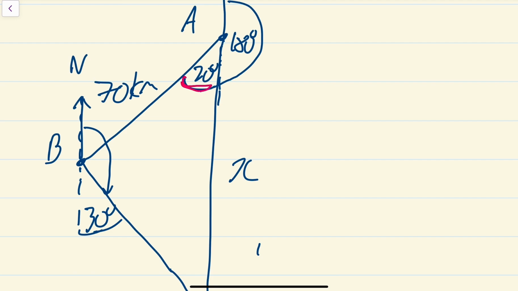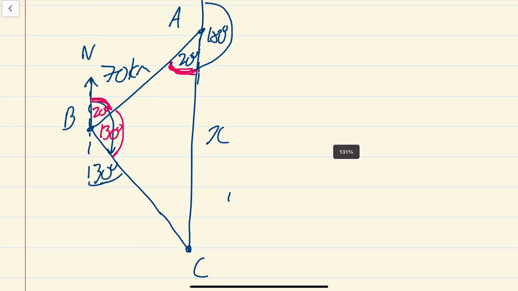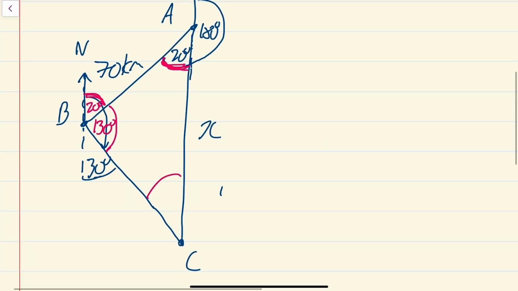If this angle up here is 20 degrees, by alternate angles, this angle is also 20 degrees. And then we can work out 20 plus 30 is 50. Take that away from 180. That gets you this angle in here is 130 degrees. We could then calculate this missing angle here. 130 plus 20 is 150. Take that away from 180. That's going to give you 30 degrees.